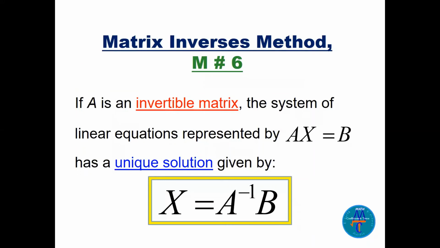Okay, now method number 6. We're almost there. In method number 6, we use the inverse of the matrix. So we take the system, 2 by 2, 3 by 3, we can do that, 4 by 4, 5 by 5, and then we have to make something called the coefficient matrix. So we changed the whole system into the equation AX equals B. But remember, these are matrices. A is a matrix, B is a matrix, X is a matrix.